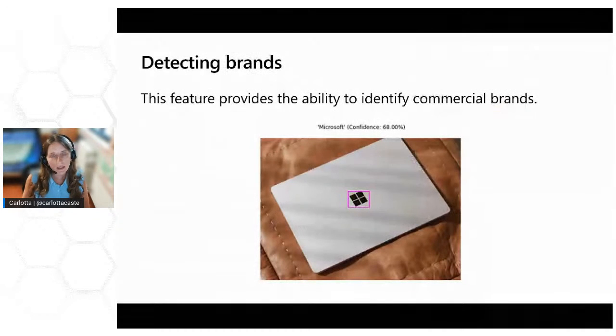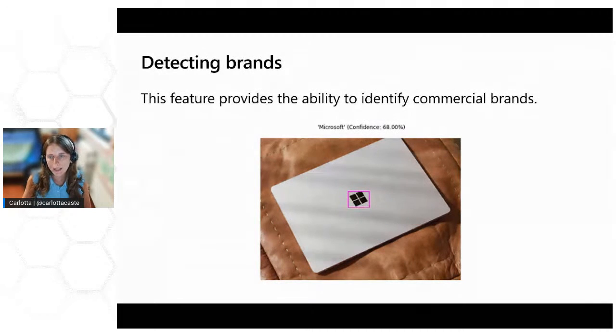So another, let's say, similar visual feature is brand detection. As the name suggests, this feature provides the ability to identify commercial brands. So it is a domain-specific visual feature. The service has an existing database of thousands of globally recognized logos from commercial brands of products. And this feature can be used, for example, to discover which brands are most popular on social media or most prevalent in media product placement.